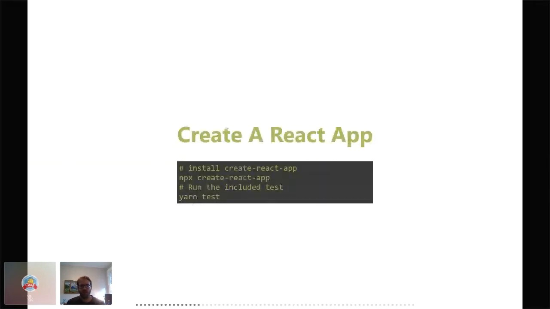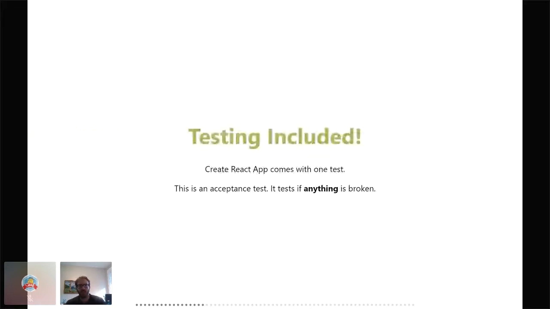So to create an entire React app, you can do it in one line: npx create-react-app. If you don't have Create React App installed locally, which I don't recommend, it's one of those things where you run the most recent version with npx. And then it comes with one included test. So you just type yarn test into your console. Pretty neat. It's like one acceptance test. It tests if anything is broken.